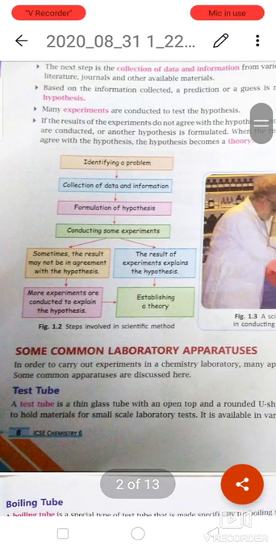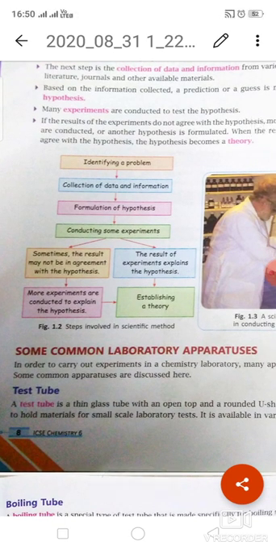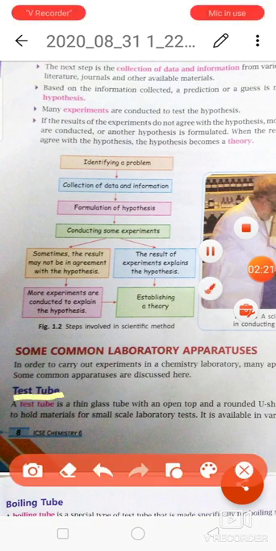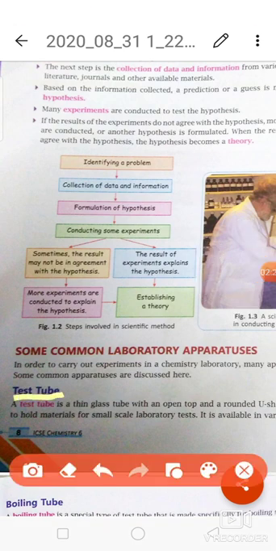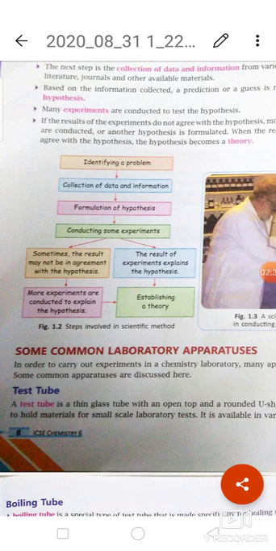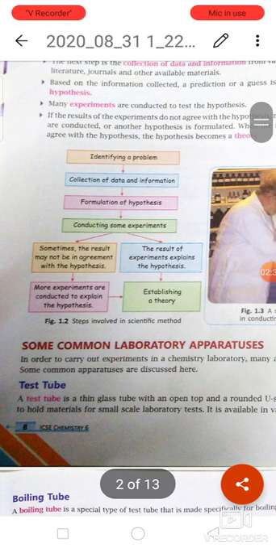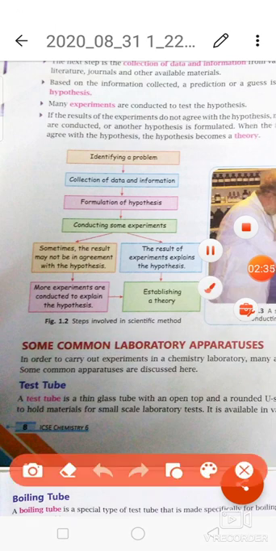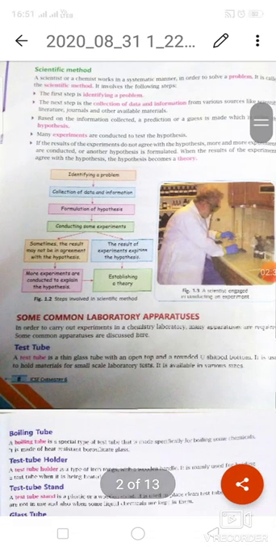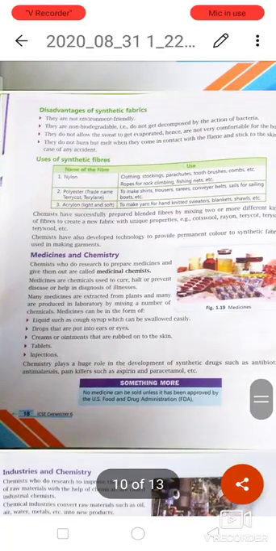Some common apparatuses are discussed over here. So the first apparatus is the test tube. Let's have a look, students. Let's know something about it. A test tube is a thin glass tube with an open top and a rounded U-shaped bottom.